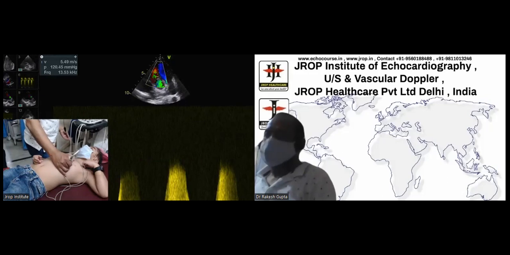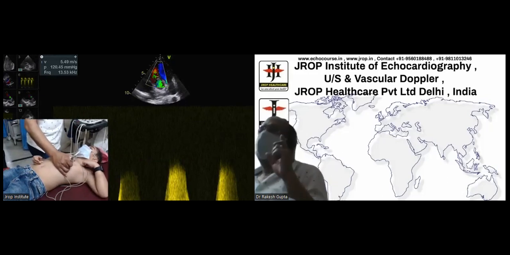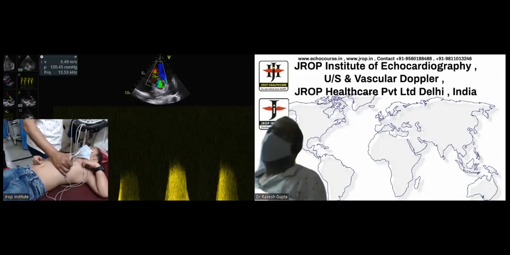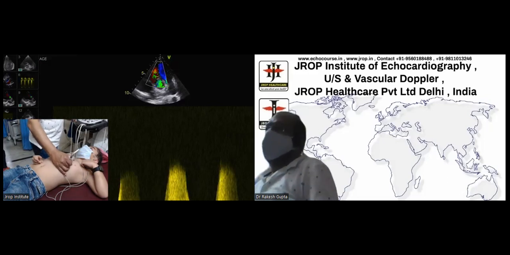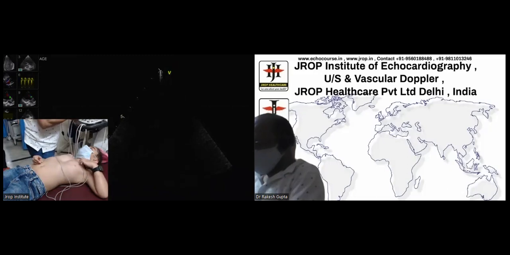The higher the gradient is, the more restrictive the VSD is. And if you happen to see a tunnel, it means this VSD will close down over a period of time without any intervention. So, a restrictive VSD. And one more thing, two more things. This is what a perimembranous VSD is.